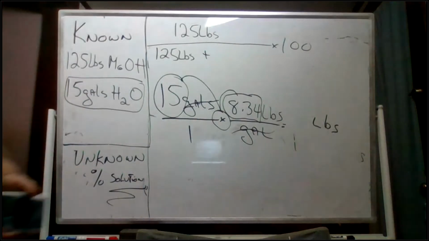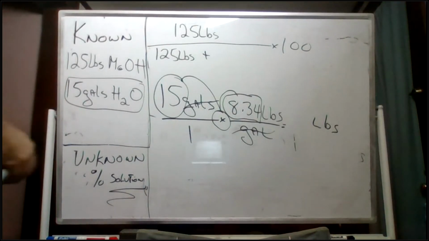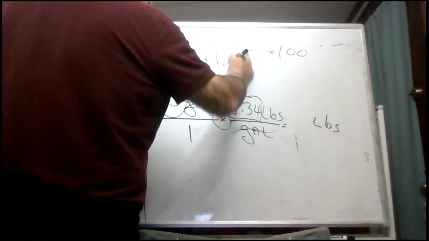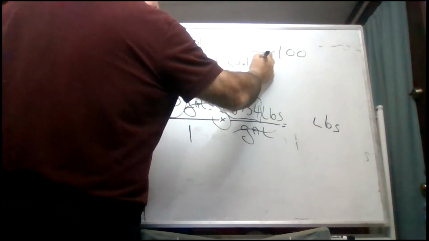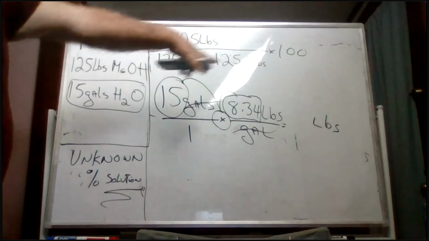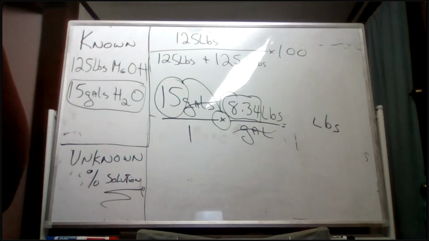Can you see that? 125.1. So that's what this is. 125.1, that's the pounds of agua fria, pounds of water.